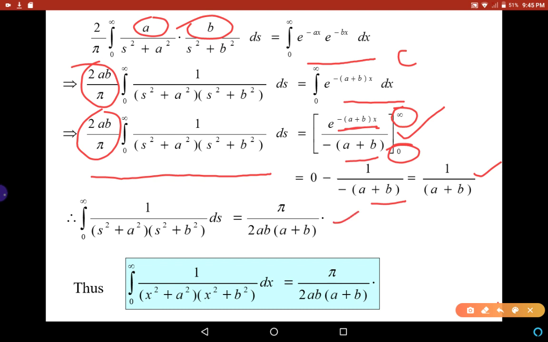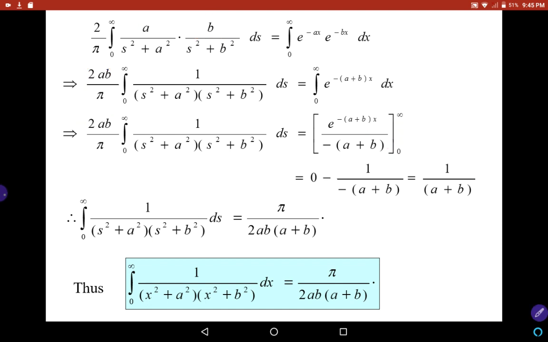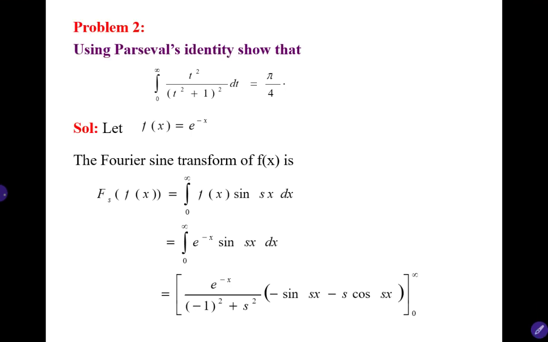Now, if we just replace s with x in the above integral, we get the integral 0 to infinity 1 by x square plus a square into x square plus b square dx is equal to pi by 2ab into a plus b. So, using Parseval's identity on Fourier transforms, we can evaluate such integrals. Now, let us look into another problem.